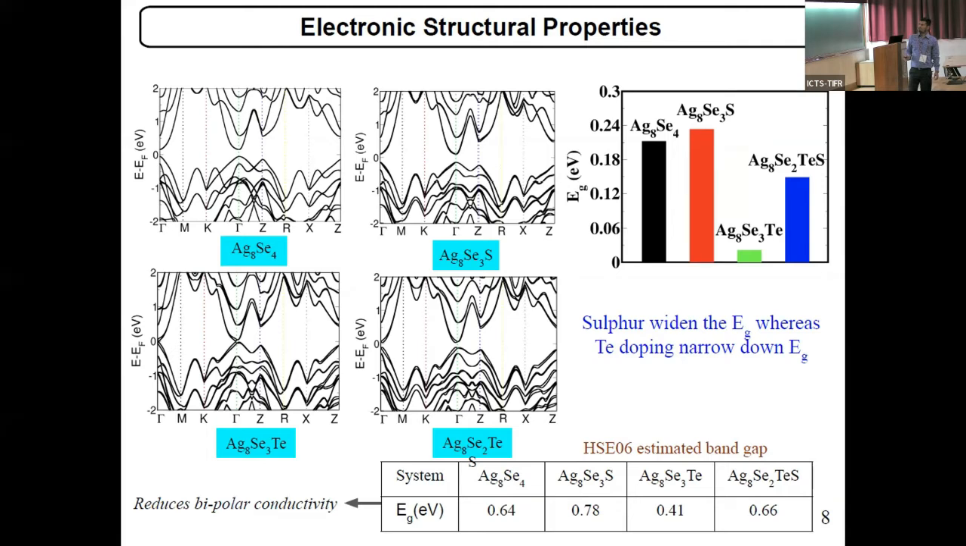So you all know that PBE and GGA underestimate the band gap. To get the accurate band gap, we have also calculated the band gap using the HSE06 functional. So using the HSE06 functional, we are getting band gap around 0.64 electron volt. And for sulfur doping, it is 0.78 electron volt. And for co-doped case, 0.66 electron volt. Actually, this higher band gap is applicable to reduce bipolar conductivity.